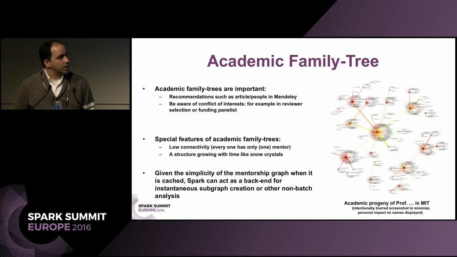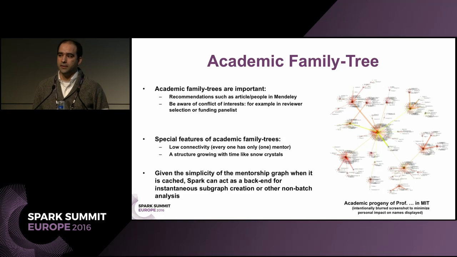The output of this model is something like this, an academic tree, and these academic trees are important because we can use them for people or article recommendation on our platforms like Mendeley, but they are also very important to identify conflict of interest, for example, among a funding panelist or among reviewers for an article.